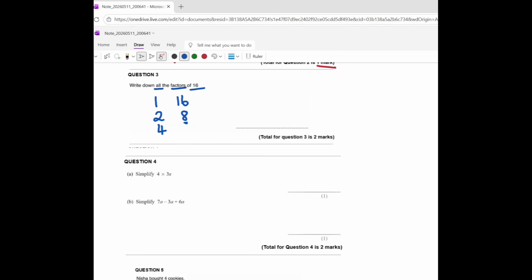So they're my factors. It doesn't matter which order you put them in, but you then write them on the answer line. I'm going to put them in numerical order: 1, 2, 4, 8 and 16. However, if you left them here and just wrote them here like this, they would normally still give you the mark, but you need all factors to get 2 marks.